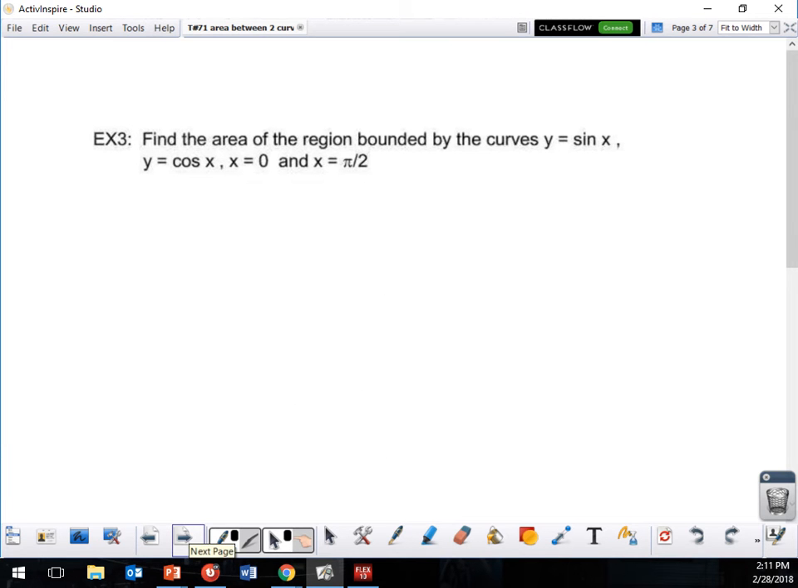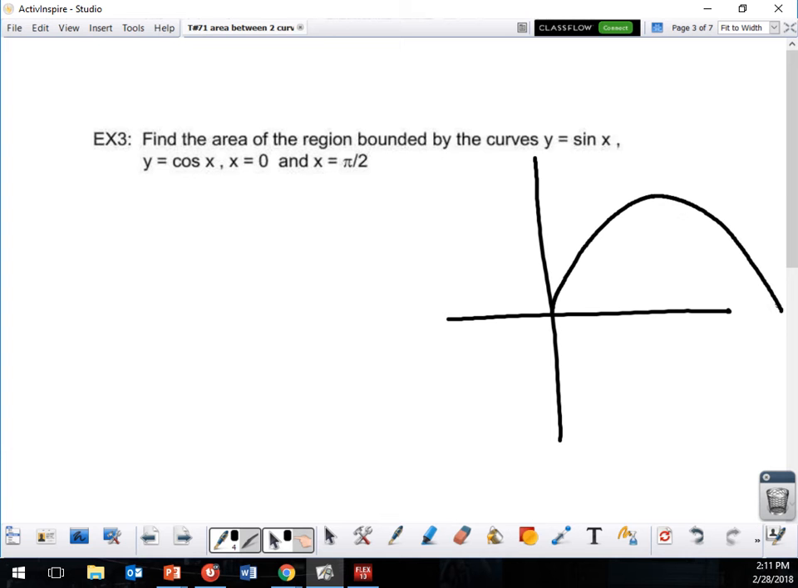Find the area of the region bounded by those two curves: sine x and cosine. Now, I'm going to do a quick sketch so you guys can see this. This one is different. It said it's bounded by sine x. Sine starts at 0 and goes to pi. And here's pi, right? And cosine starts at 1. So we'll start here, and it goes here.